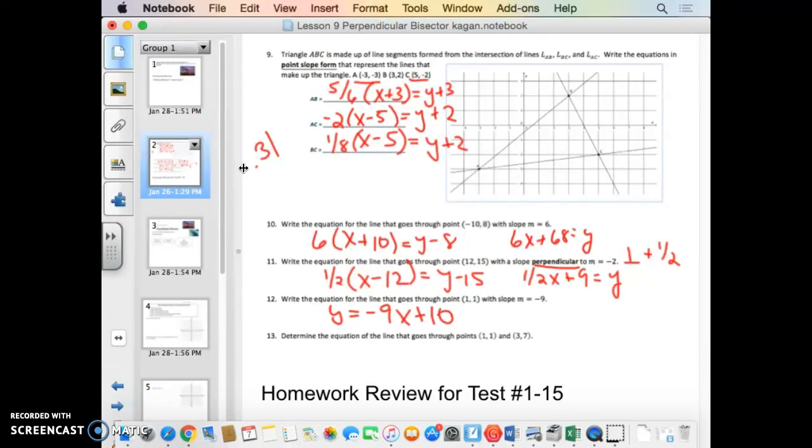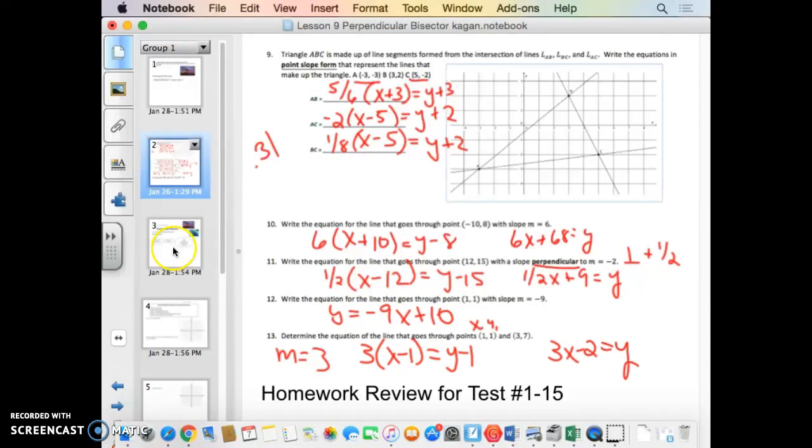And down here it says determine the equation of a line that goes through these points. So first I had to calculate my slope, so m equals 3. And then I just chose this as my x1, y1. Remember, when you have 2 points, it doesn't matter which one. So this would be 3x minus 1 equals y minus 1. And then when you work it out, you get 3x minus 2 equals y.